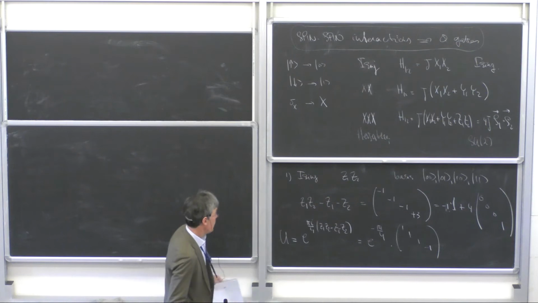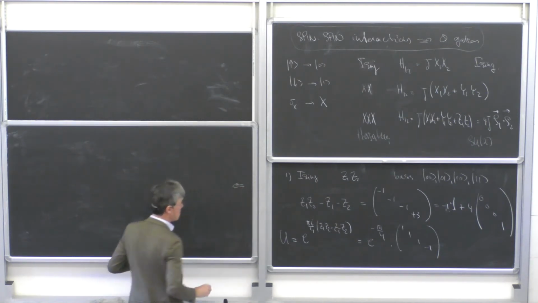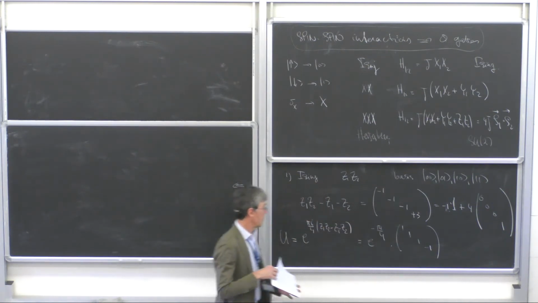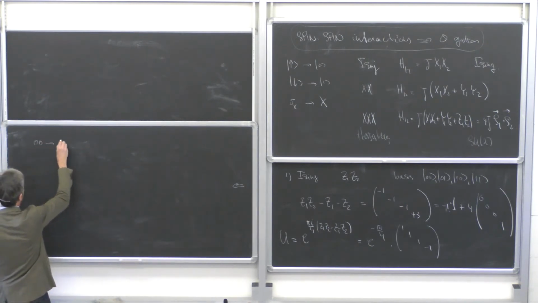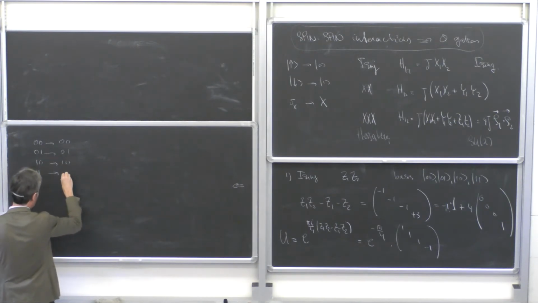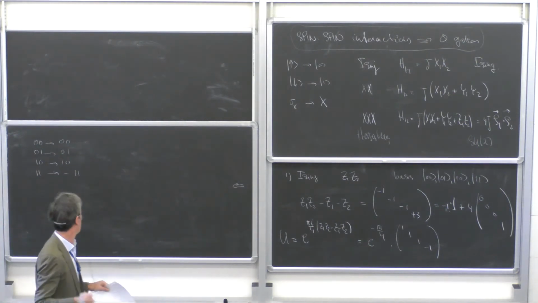Yeah, and now let me continue a bit on this side here. What I have now, so forget about this phase. I have an operation that sends, well, let me go slow. So it sends 0,0 to 0,0; 0,1 to 0,1; 1,0 to 1,0; and 1,1 to minus 1,1. I picked up this minus. It looks like a minor result, but it's all we need.